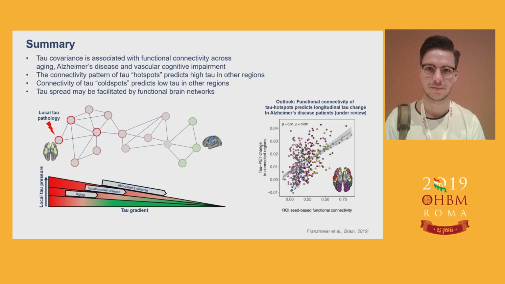So here we looked at longitudinal tau change. We computed the change in tau of a given region and looked at whether the change of tau in a given region predicts change of tau in downstream regions, here illustrated as an example for the hotspot region. We found basically the same pattern: regions which show a similar change in tau across time are also more likely to be connected to each other.